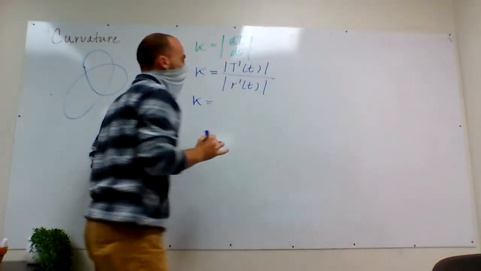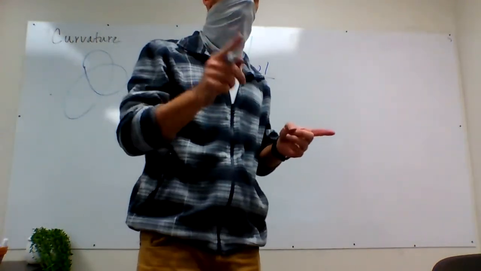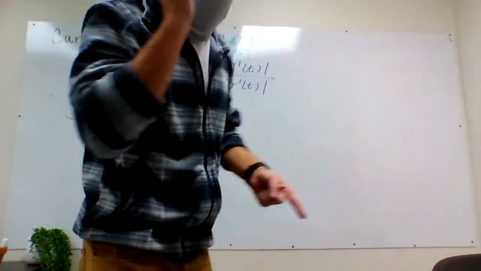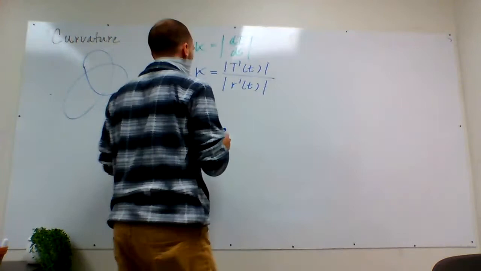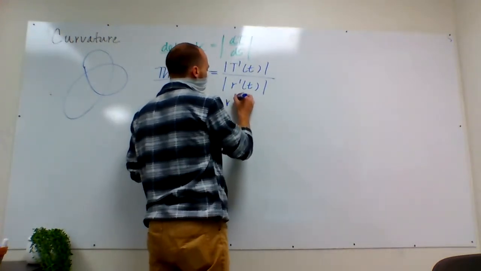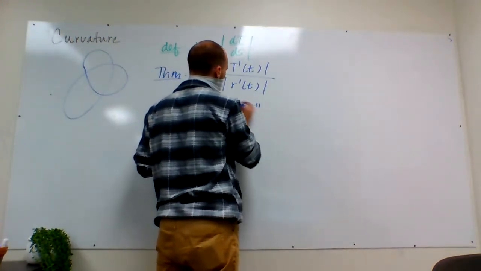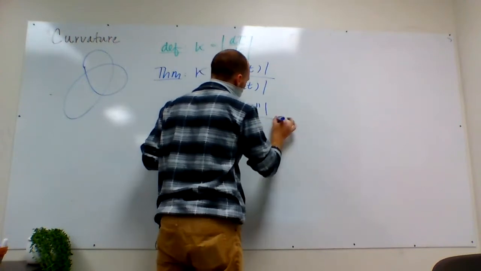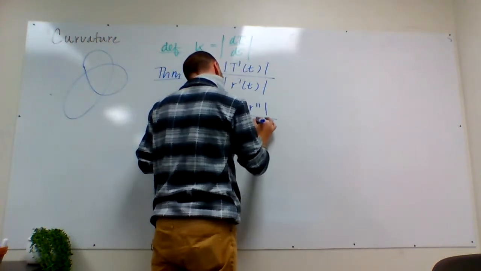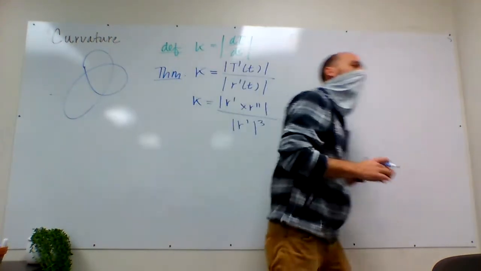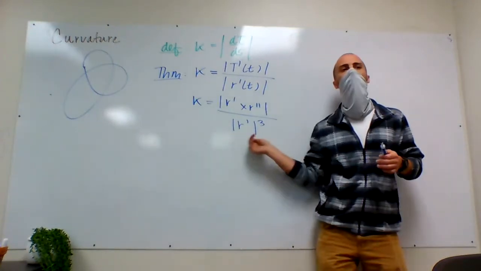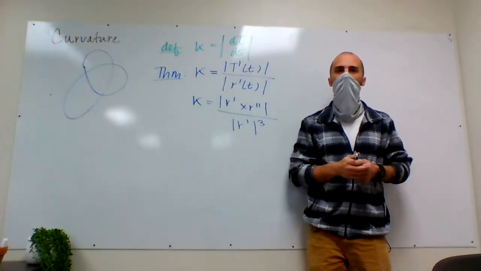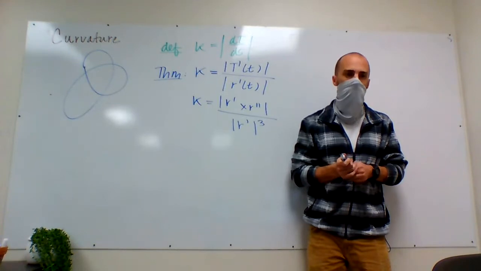But it's also equal to, and this is the one I tend to remember, r prime crossed r double prime divided by the length of r prime to the third. So it's like 1, 2, 3. So it's the length of r prime crossed with r double prime, divided by the length of r prime taken to the third power. And I believe I used to, in this class, prove this formula, but I just don't think that it's going to be the best use of our time today.